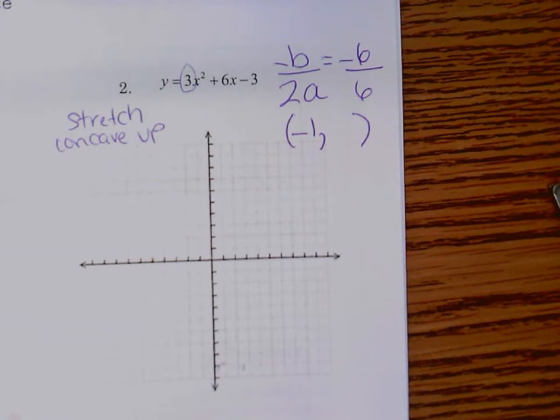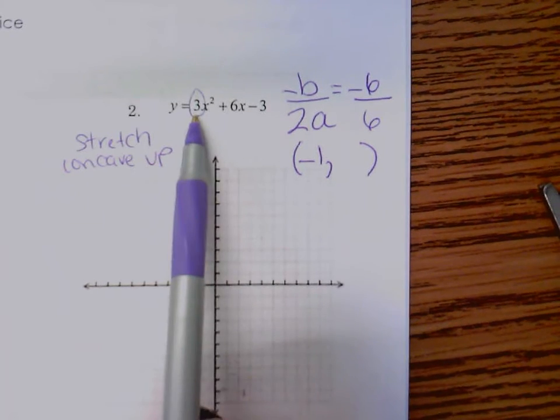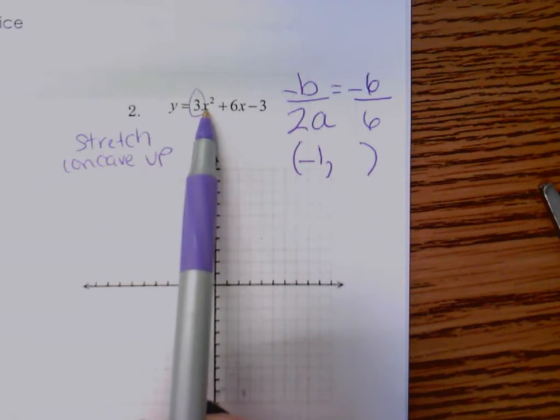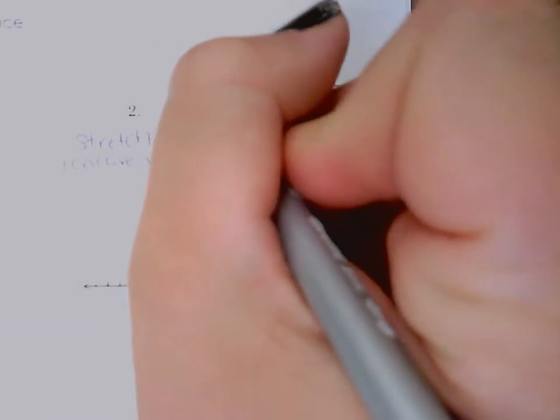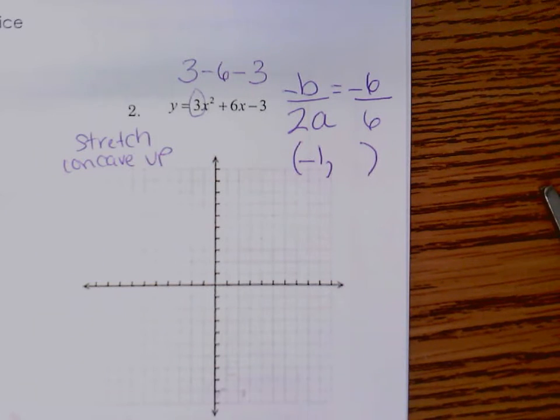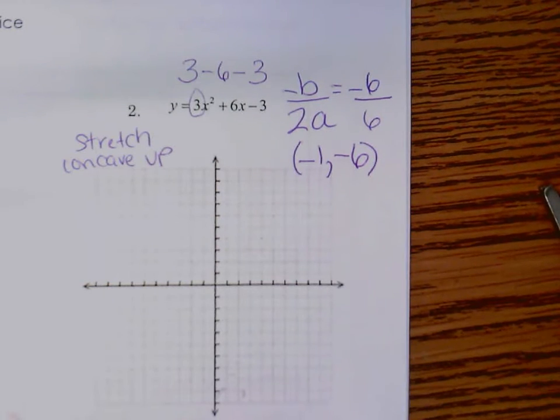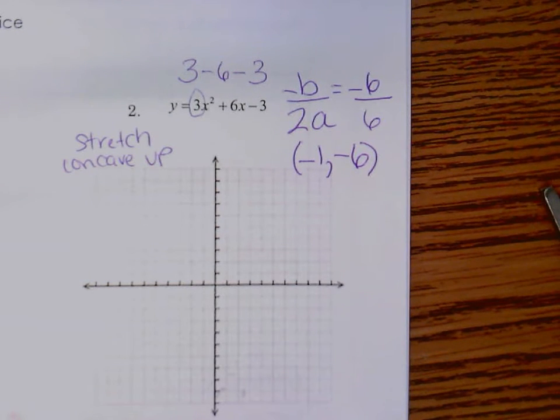How do you find the y value? What do I do with the x value? Plug it in. So we're going to take the -1 and plug it into this equation. So I'm going to get 3 times just 1, right? Because -1 squared is 1. So I'm going to get 3 minus 6 minus 3. Looks like -6. So I did all that work just to find the vertex. That's why I like vertex form better, because this takes a lot of time.